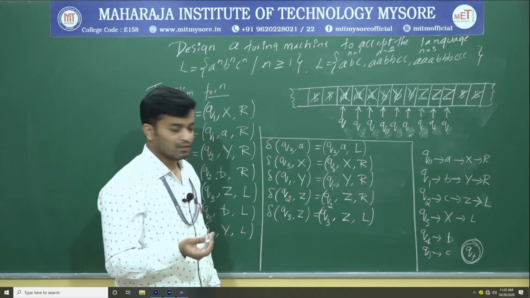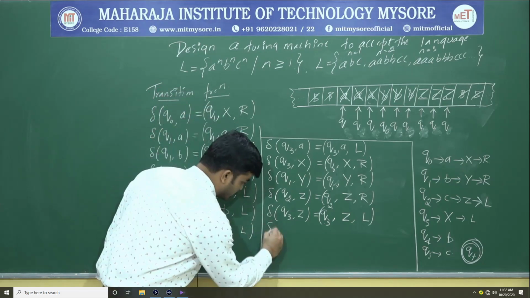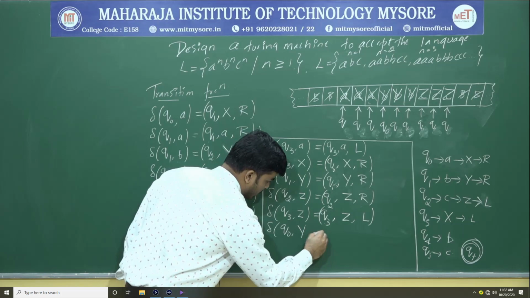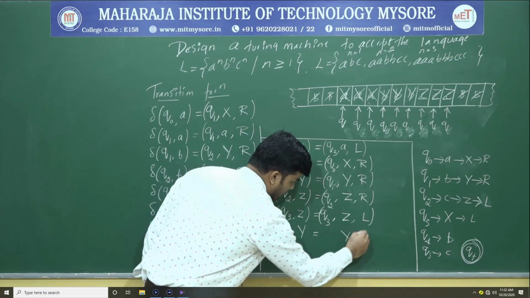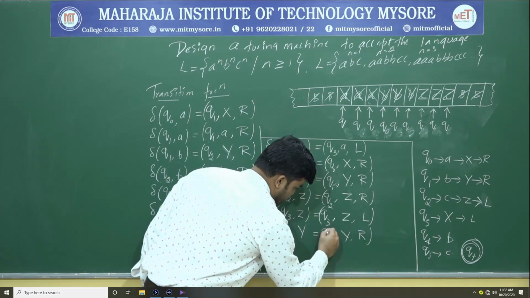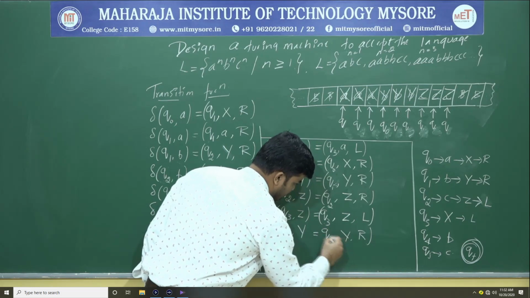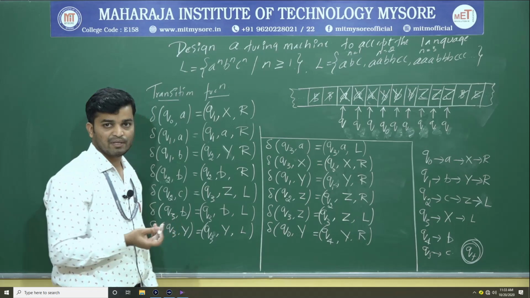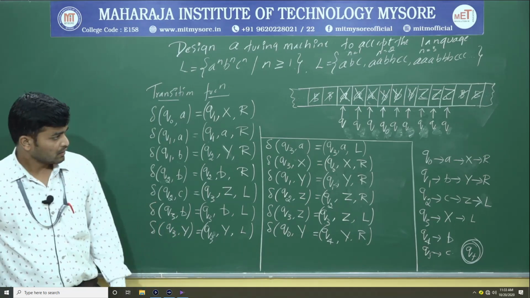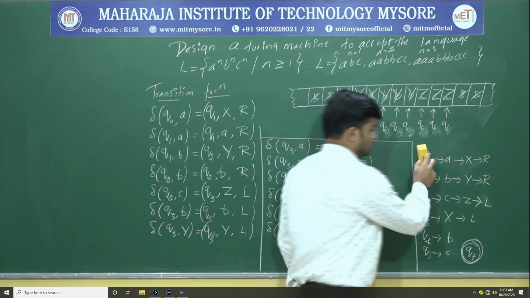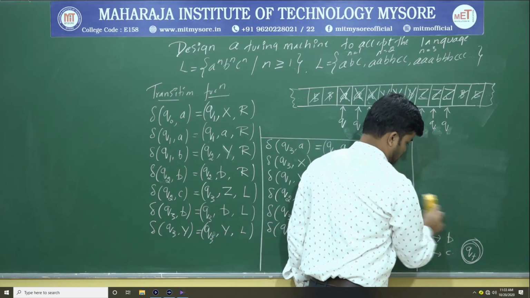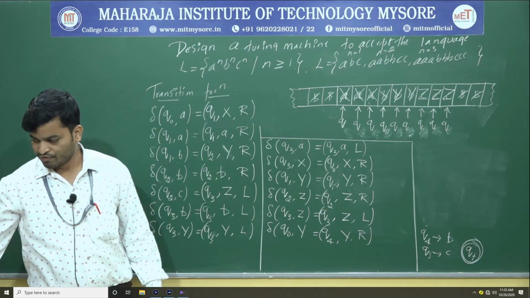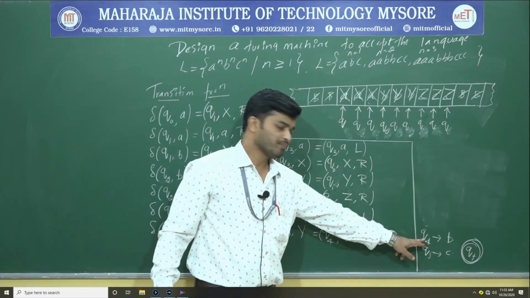I have to check is there any extra B. Therefore, I am going to take one more state. So Q0 upon Y, what I will do, I will maintain that Y as it is, and I will move at right hand side by changing state to Q4. So I am using this Q4 in order to check is there any extra B.